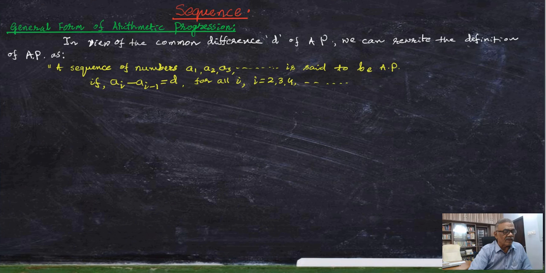In view of the common difference D of an AP, we can rewrite the definition of AP as follows: a sequence of numbers A1, A2, A3, etc. is said to be an AP if Ai minus Ai-1 is equal to D for all i starting from 2 only, that is 2, 3, 4, etc.